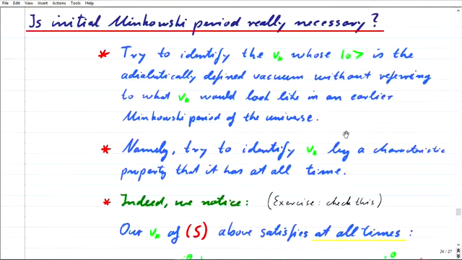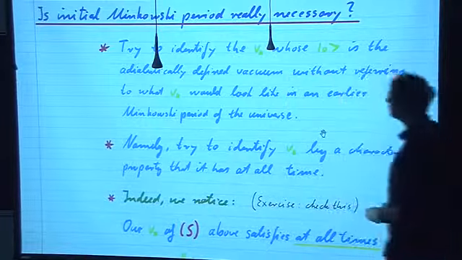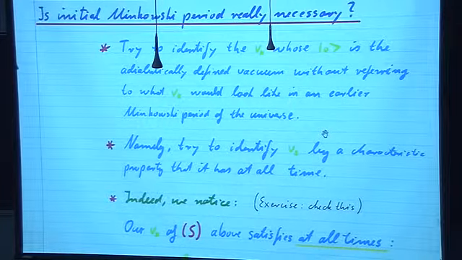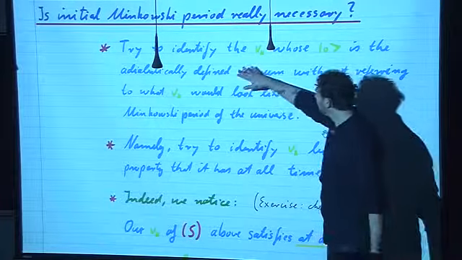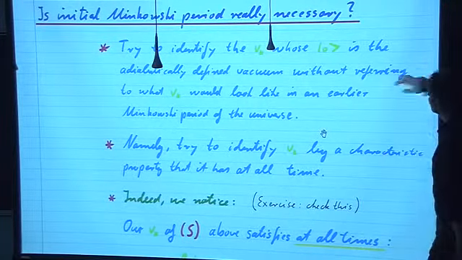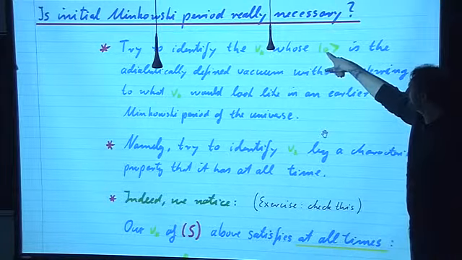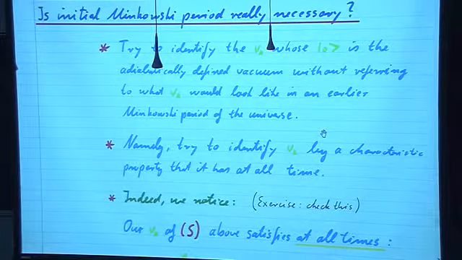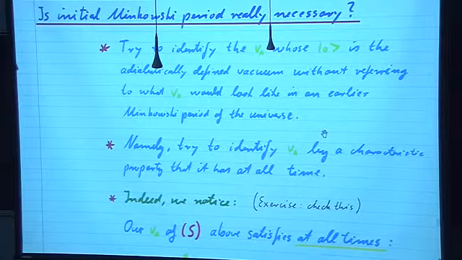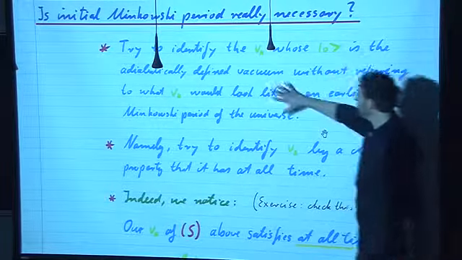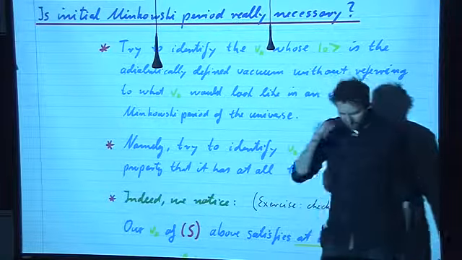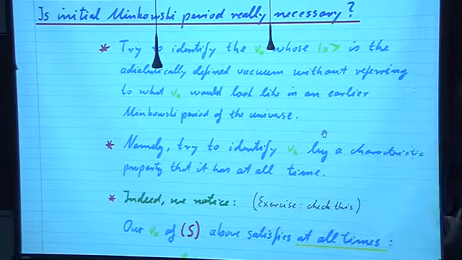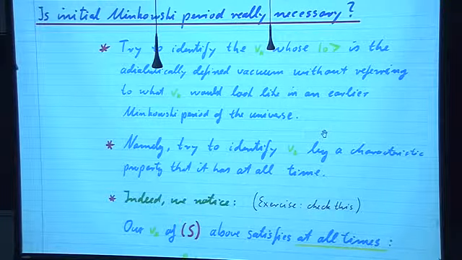It's actually not necessary that we have the initial Minkowski period. It was just so, conceptually, to make it a bit easier, perhaps. So now we try to identify the V_k whose vector 0 is annihilated, without talking about an earlier Minkowski period. And the reason is that the universe didn't start out in Minkowski space. We need to free ourselves from that assumption.